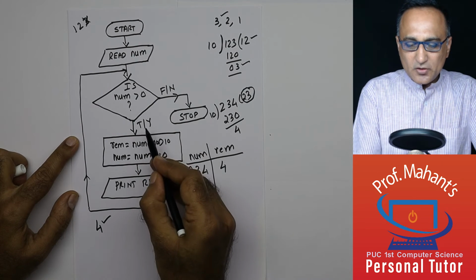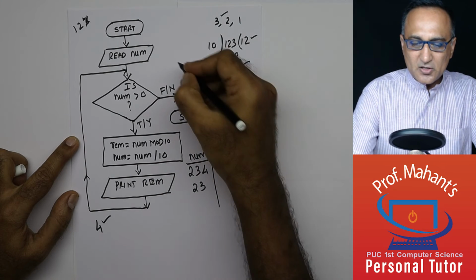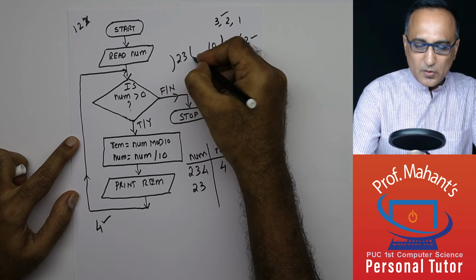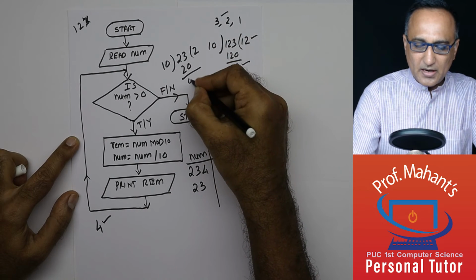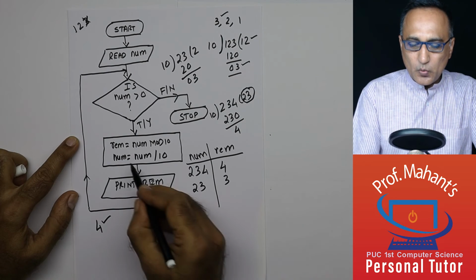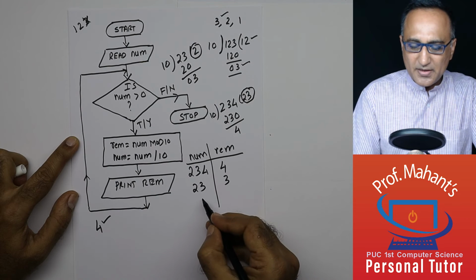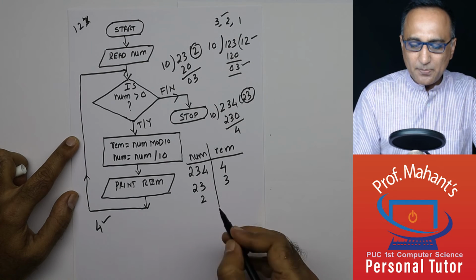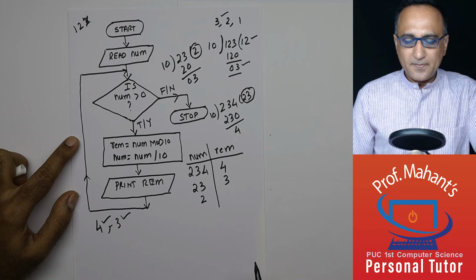23 greater than 0 is true. The remainder is 23 divided by 10. So 23 divided by 10 is 20, and the remainder happens to be 3. Now, when I am doing division, I am only left with the quotient. So number now ends up becoming 2. When I print the remainder after 4, 3 is printed.